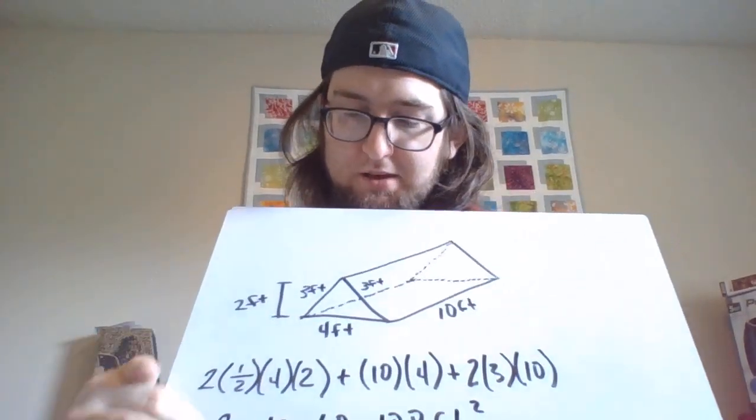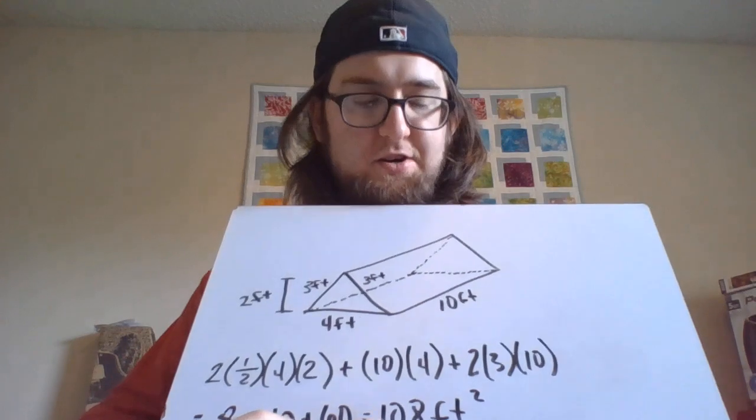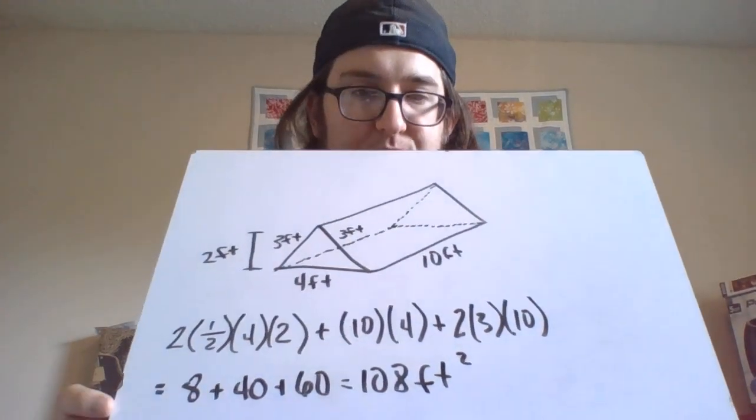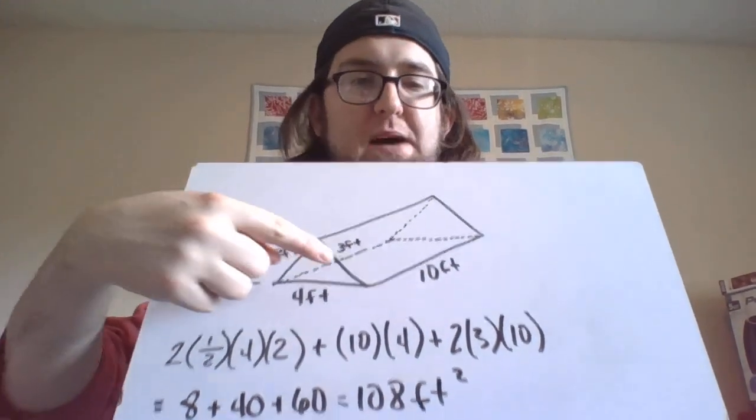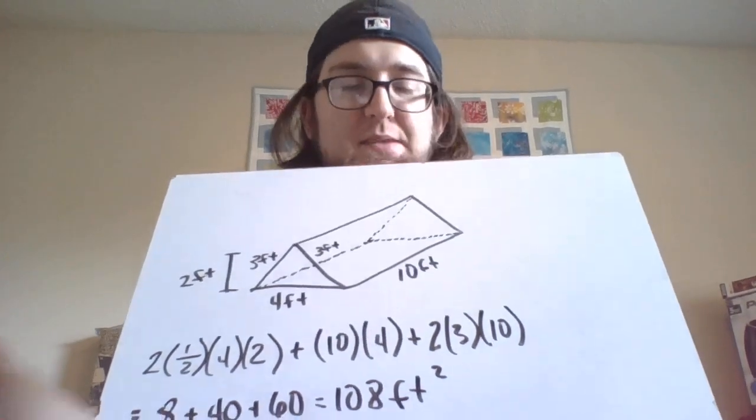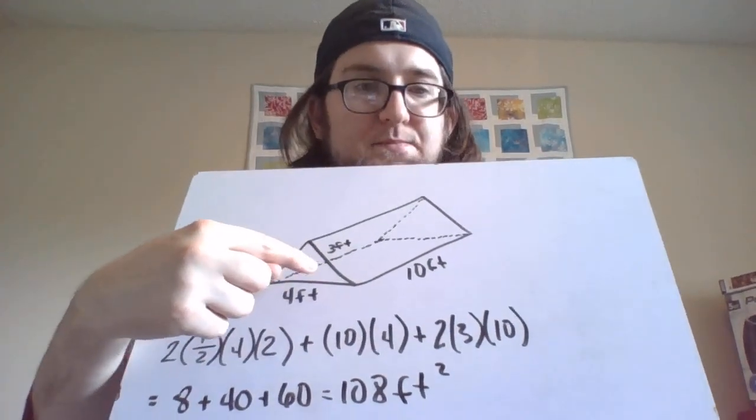And then when you multiply that, you have 8 plus 40 plus 60, which is 108 feet squared. Okay, that's how much, if you imagine this being a tent, that's how much material you would need to create this tent. Okay.